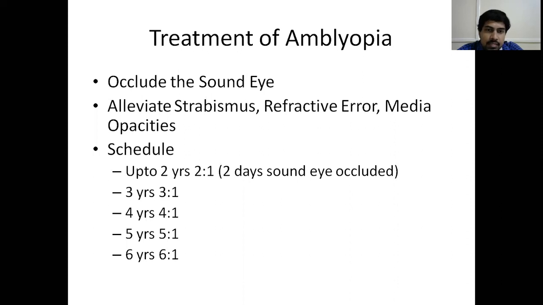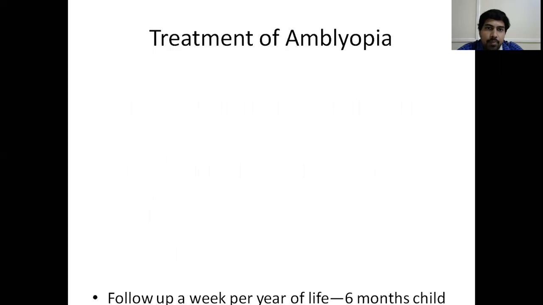Because if you don't patch the abnormal eye and you completely close, suppose the normal eye is closed totally and only the abnormal eye is made to see, the abnormal eye vision will improve, but the normal eye vision may fall. That's why for 1 day, we have to make use of the normal eye. For the remaining days, we will use the abnormal eye. So that is the schedule for amblyopia treatment.